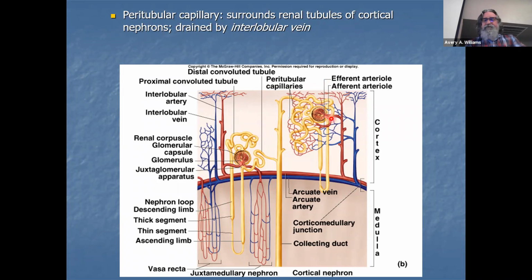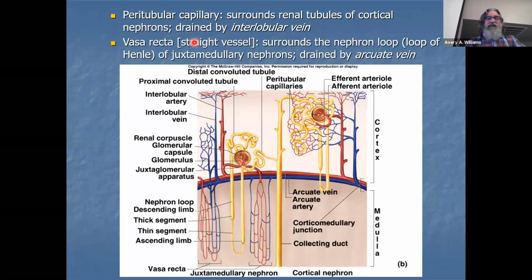And these peritubular capillaries are drained by the interlobular vein. Okay, so here's an interlobular vein right next to the interlobular artery. So these are drained into that.